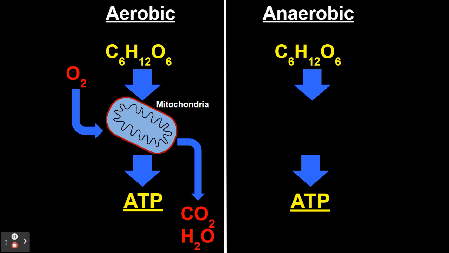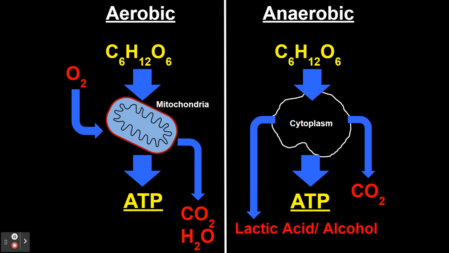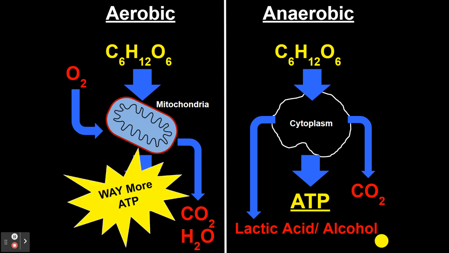Anaerobic, on the other hand, does not require oxygen. It happens in the cytoplasm and it is going to create either lactic acid, so that's what happens in your muscles, or alcohol. That's what happened when we put the yeast in the mashed up grapes. Now, aerobic makes a lot more ATP, so it is much more efficient at breaking down glucose to make ATP. And so this is the one that you would want to do if possible.